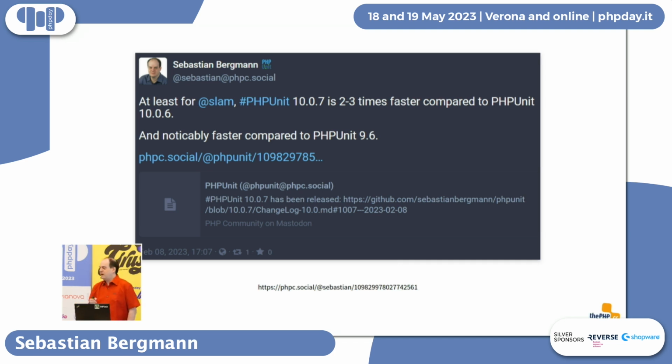But I was really surprised when Filippo told me that for him, PHPUnit 10.0.7 was noticeably faster compared to PHPUnit 9.6. It's not 2 or 3 times faster. That was a performance regression that we fixed in 10.0.7.